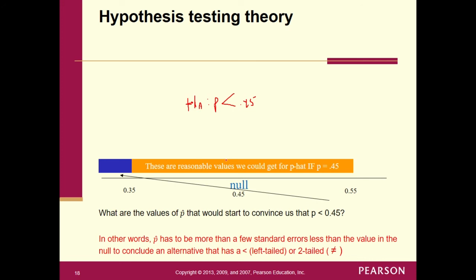So in other words, p hat has to be more than a few standard errors less than the value in the null to conclude an alternative that has a less than sign, or for that matter, maybe two-tailed. Because remember, we're testing both less than and greater than with not equal to. So you have to have overwhelming evidence, and overwhelming evidence here is being more than a couple of standard errors away.